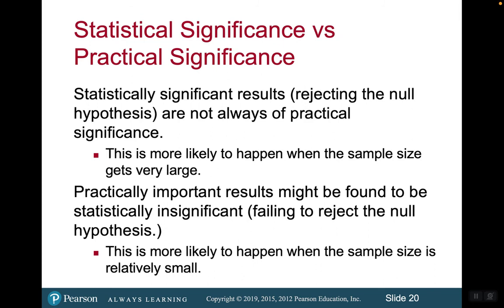Now, one of the things that's kind of interesting, especially when we're looking at statistics, is this question of the difference between something being statistically significant versus practically significant. In a lot of situations, statistically significant results, as we say when we reject the null hypothesis, are not always the most practical approach. It's more likely to happen when the sample size starts getting very large.